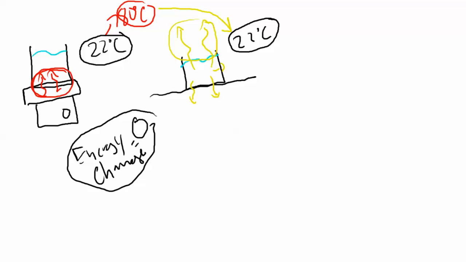Well, if you think about the first law, energy in equals change in energy plus energy out. Well, our change in energy is 0. So basically it just cancels out. So what does that mean? It means that the energy in has to equal the energy out.